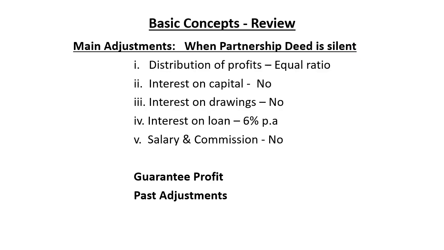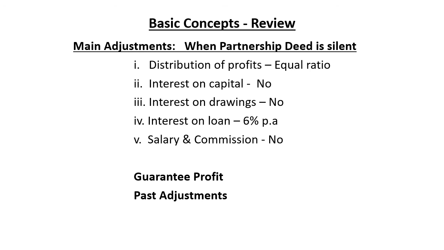Okay. I conclude the basic concepts lesson. Let's go through the review of this lesson. There are main adjustments which you have to understand clearly. Okay, when partnership deed is silent, partner share of profits must be distributed in the equal ratio. If there are two partners means 1:1. If there are three partners means 1:1:1. So in this way we have to distribute their profits.